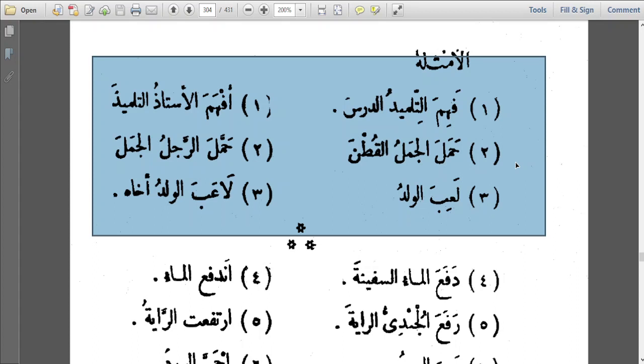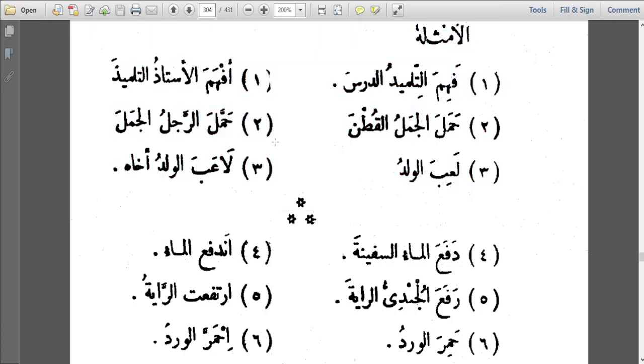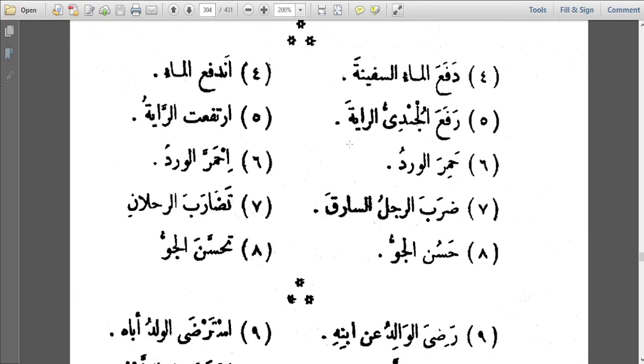So when you want to add just one letter to the three-letter verb, the mazid biharfin wahid, mazid with one letter, you either add hamza in front of the verb, you add tad'if, double the middle letter, or add alif after the first letter. Okay, these are the three forms of adding one letter to a fi'l. Now let's come to the second part.